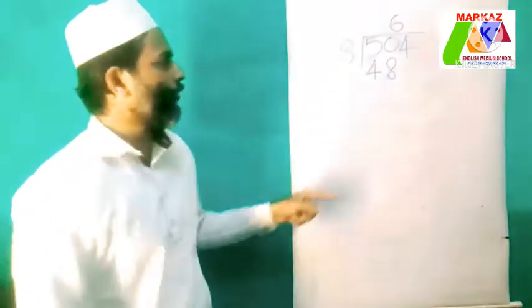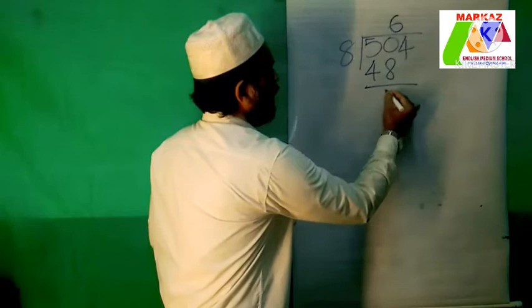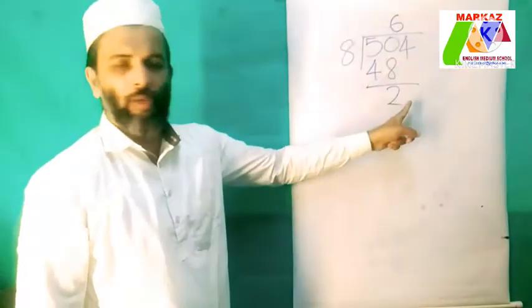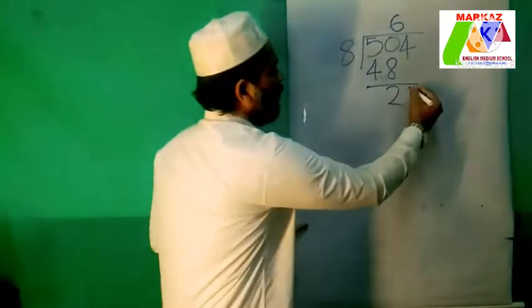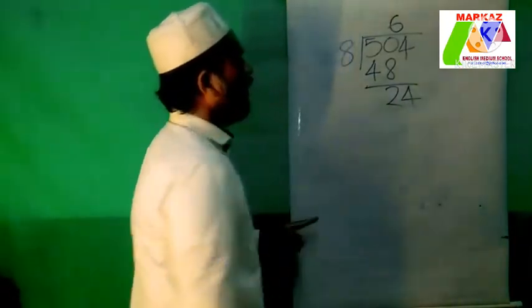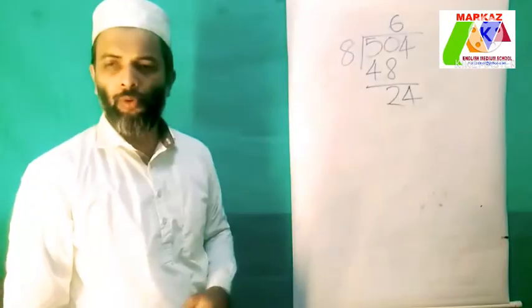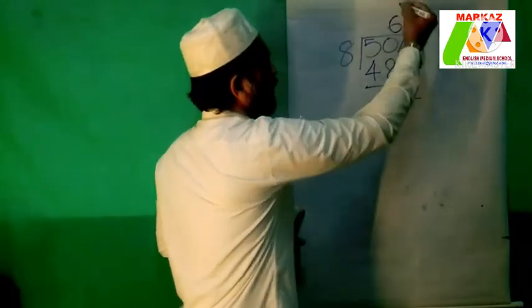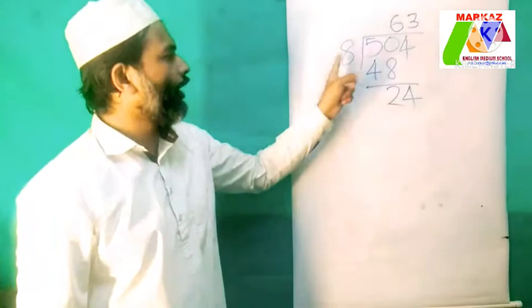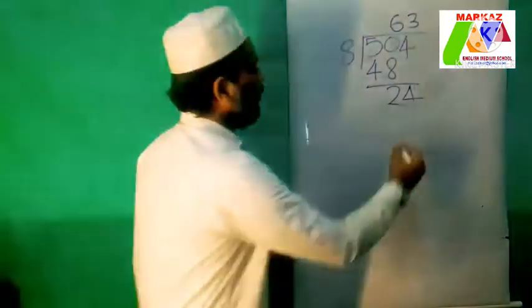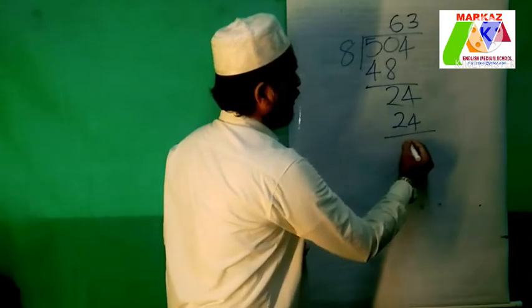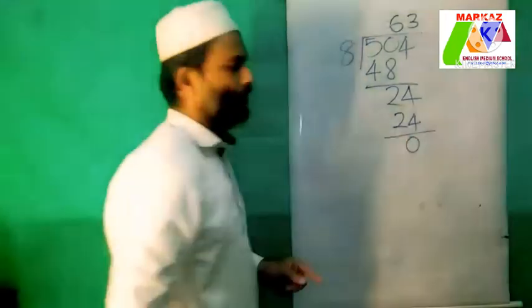Subtract 48 from 50. Answer is 2. Next, bring down next digit. It is 4. How many 8 in 24? It is 3. Then multiply 3 into 8 is equal to 24. Subtract 24 from 24. Answer is 0.